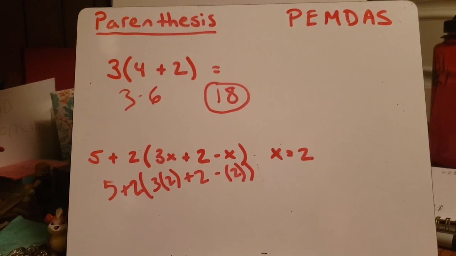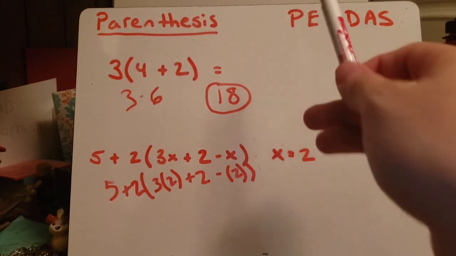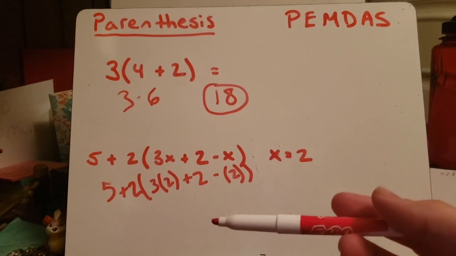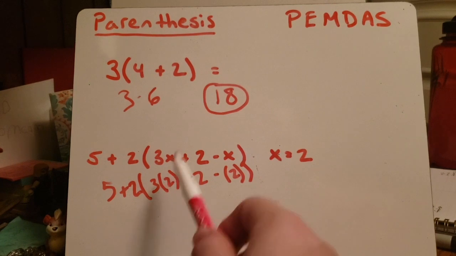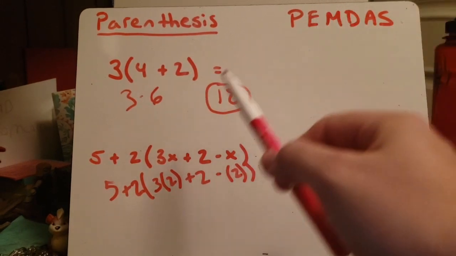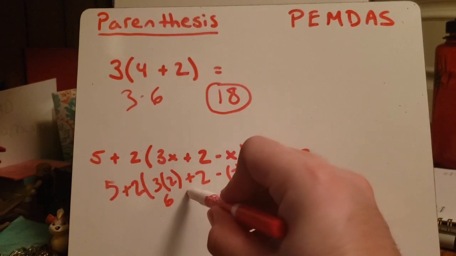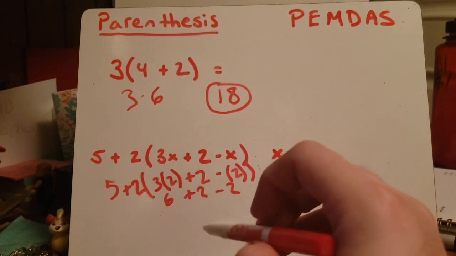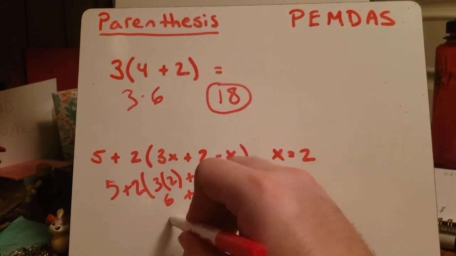And now we need to do everything in the parentheses first, right? Because P is the first thing in PEMDAS. So, first thing in the parentheses is 3 times 2. That's a multiply, and that's first in our order of operations. So we get 6 here, plus 2 minus 2. 2 minus 2 is 0. So the parentheses is just 6.